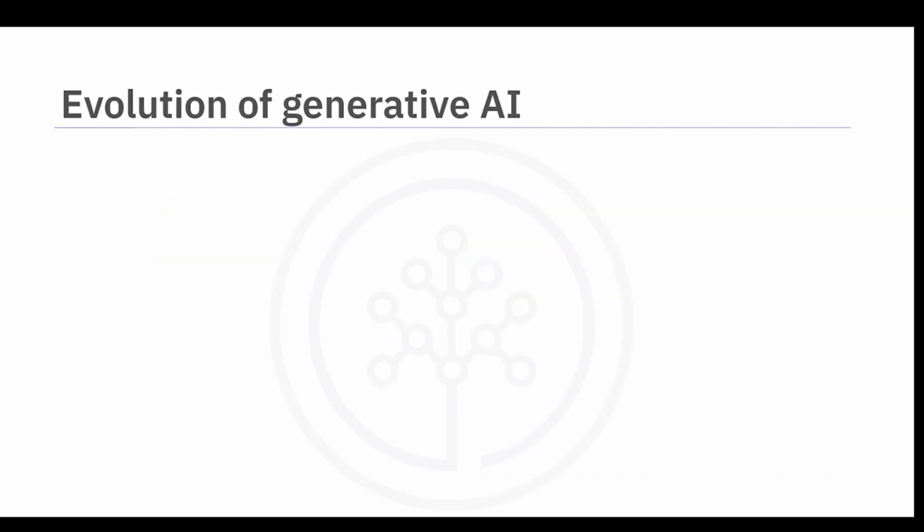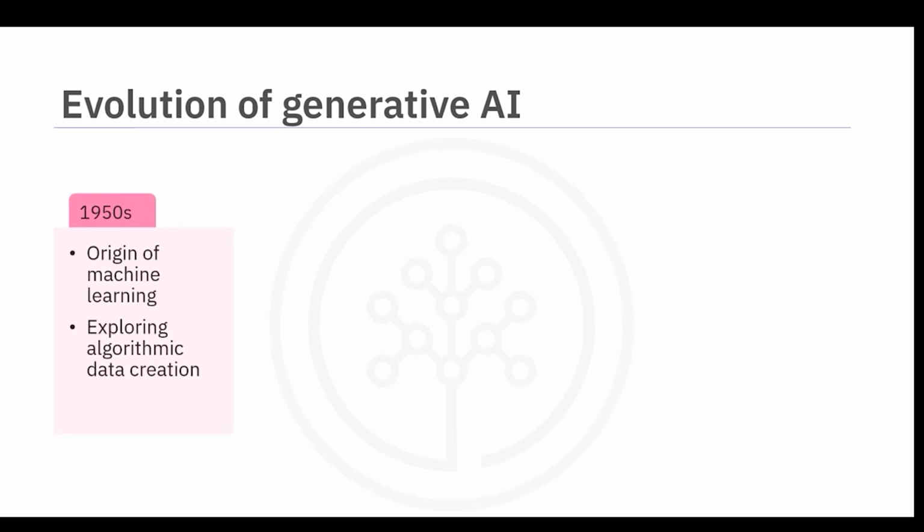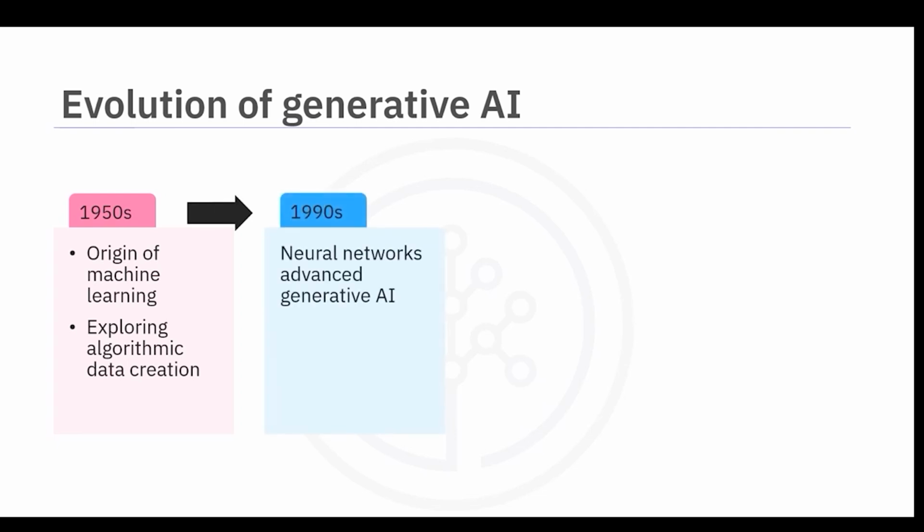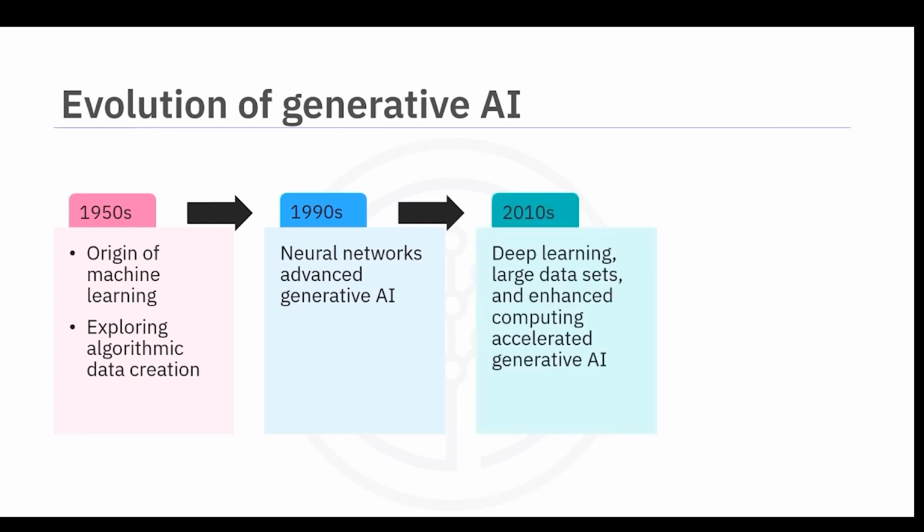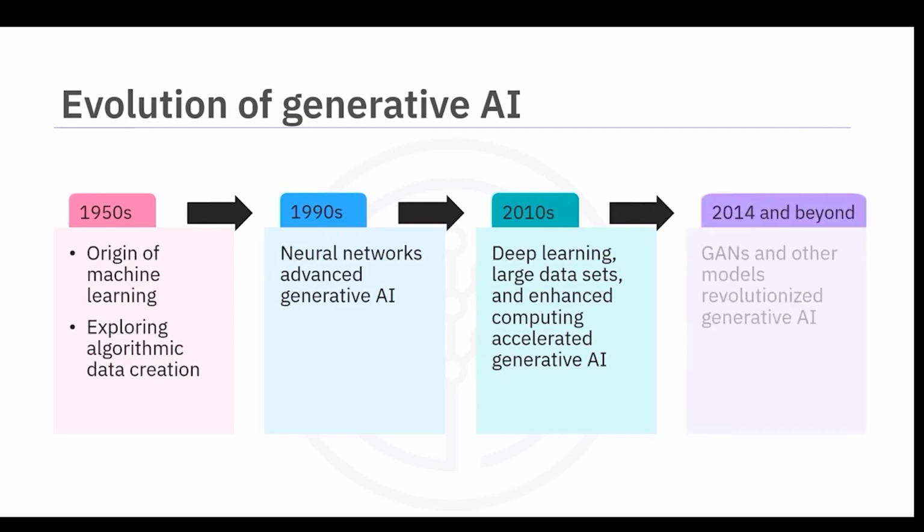Generative AI is not a new concept. Its roots trace back to the origins of machine learning. In the late 1950s, when scientists proposed machine learning, they explored using algorithms to create new data. During the 1990s, the rise of neural networks infused advancements in generative AI. Further, during the early 2010s, deep learning, supported by the availability of large data sets and enhanced computing power, further advanced the development of generative AI. In 2014, generative AI was transformed with the introduction of GANs by Ian Goodfellow and his colleagues.